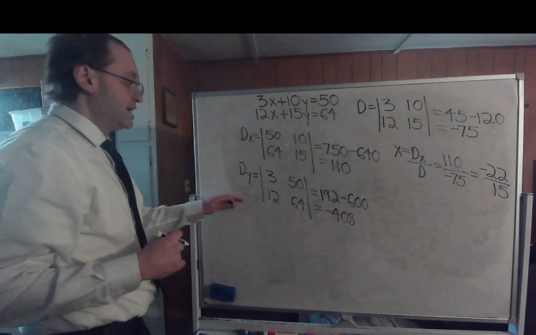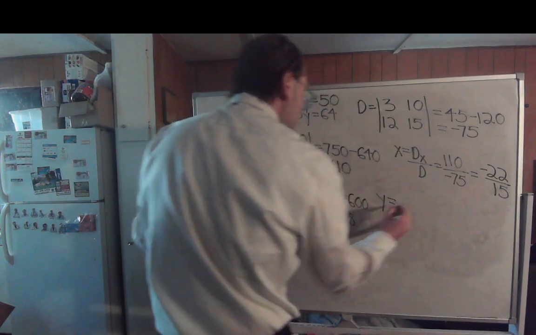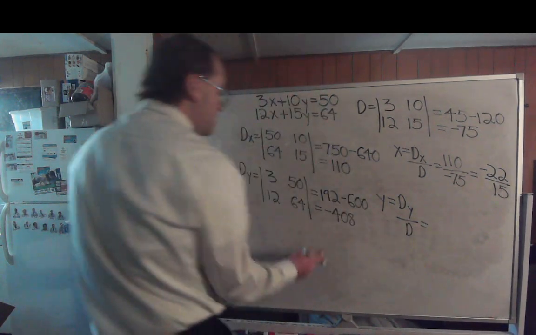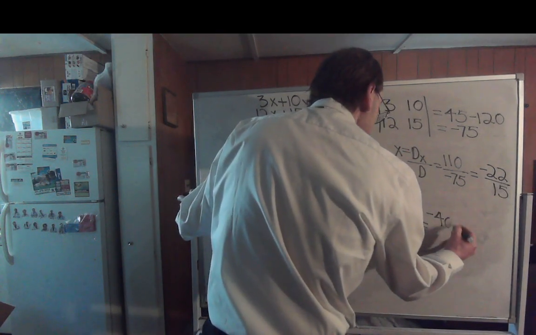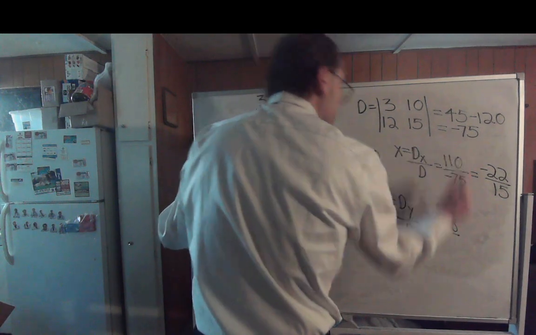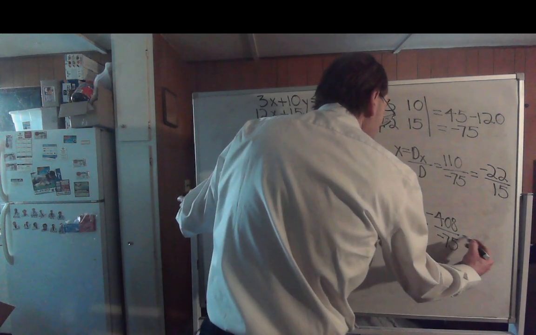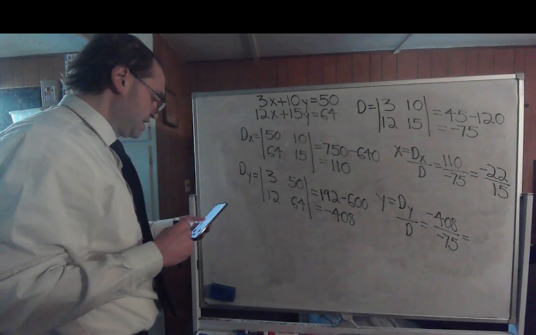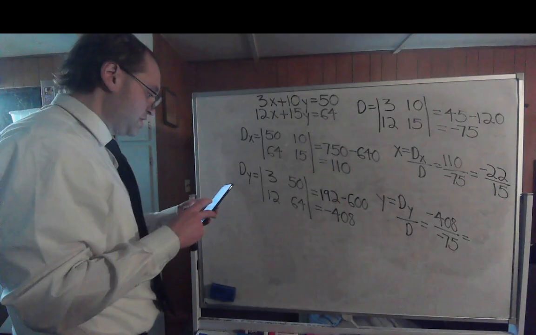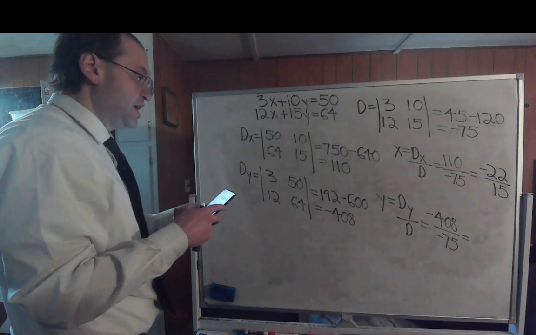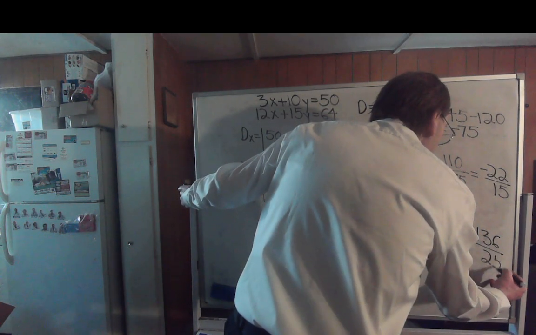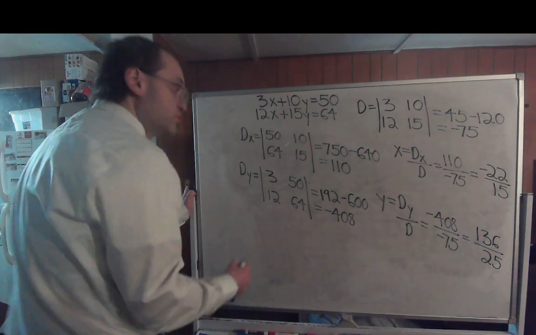So let's go ahead here and figure out y, which would just be d sub y over d, where d sub y was negative 408 over your d of negative 75. I want to say 408 is reducible by 3, but let's just be sure on that. I know the negatives will turn this positive, but yes, so you'll have 136 over 25. So y ends up having a value of 136 over 25.